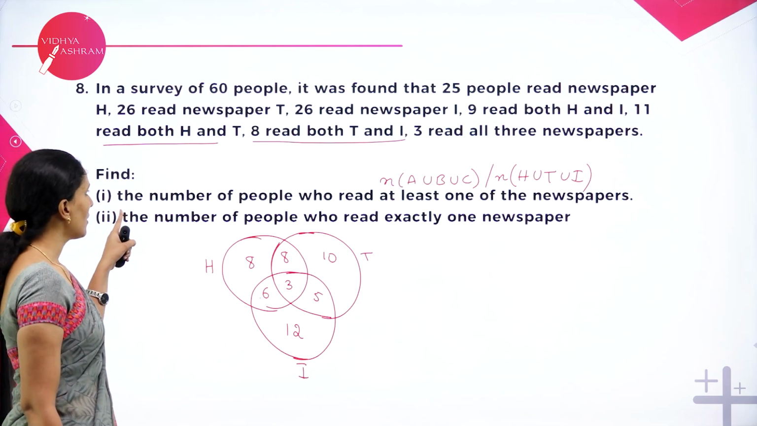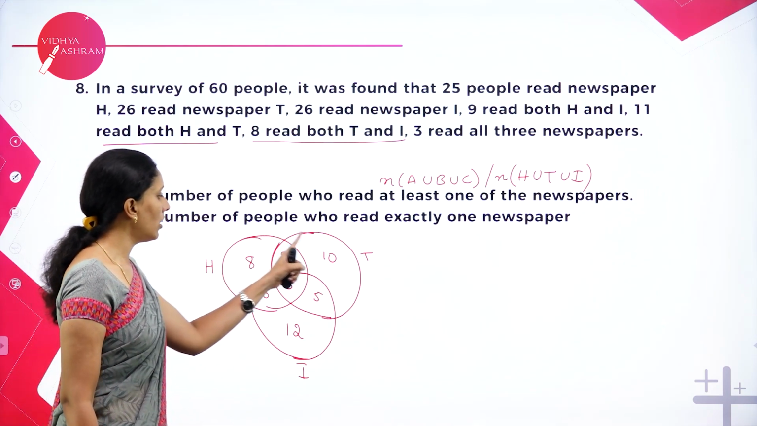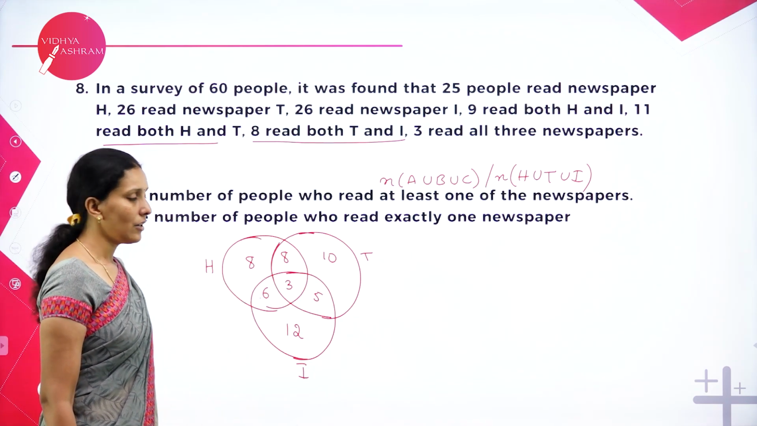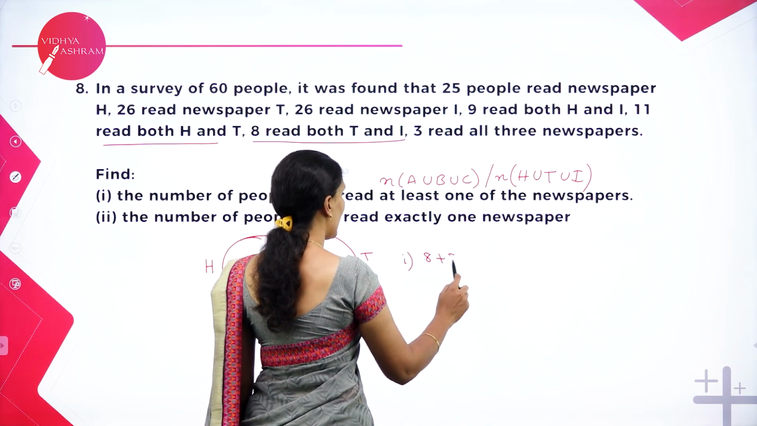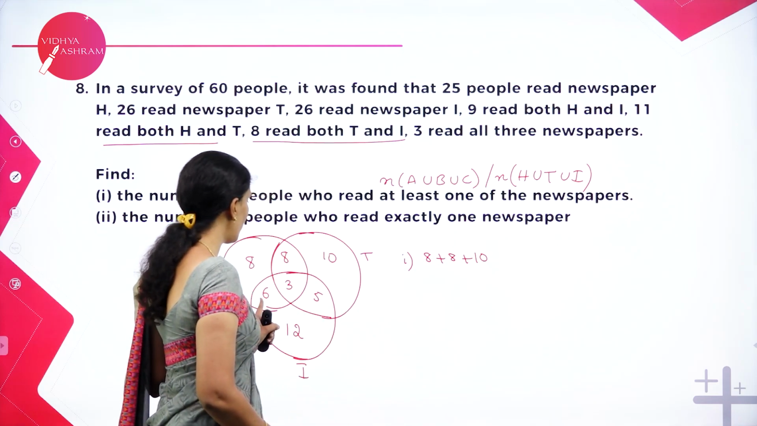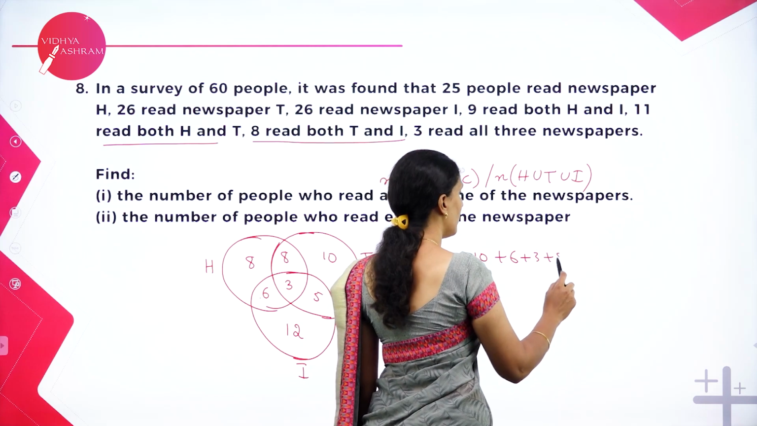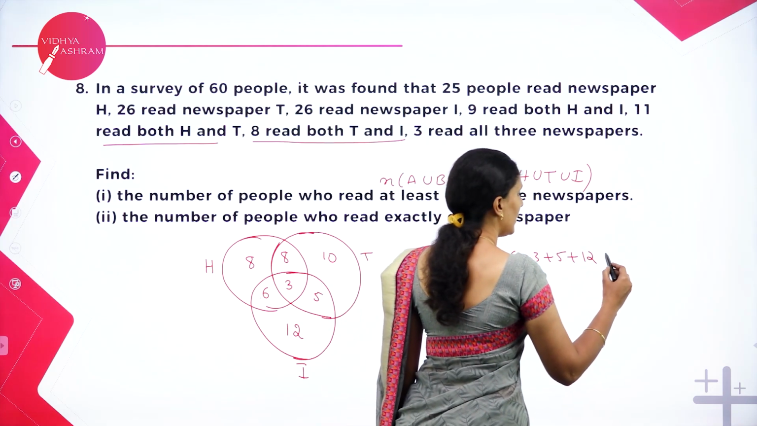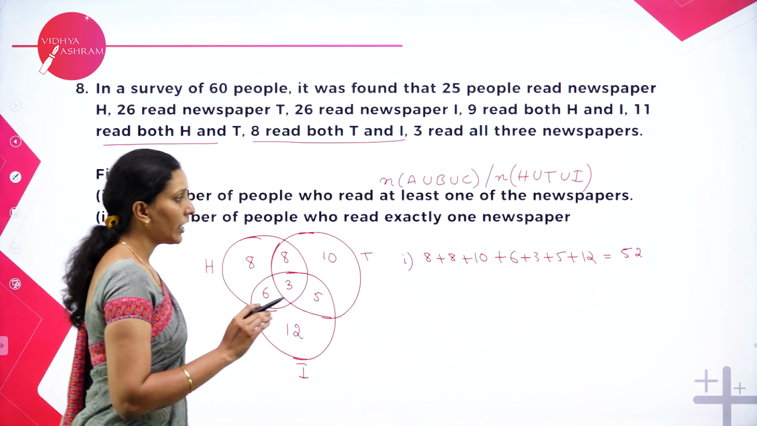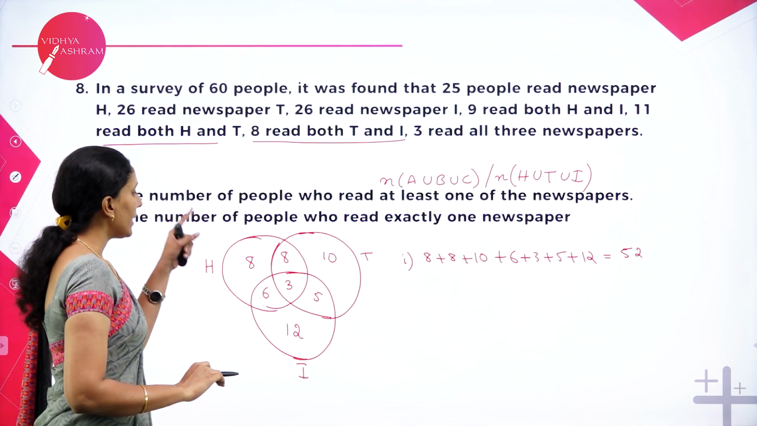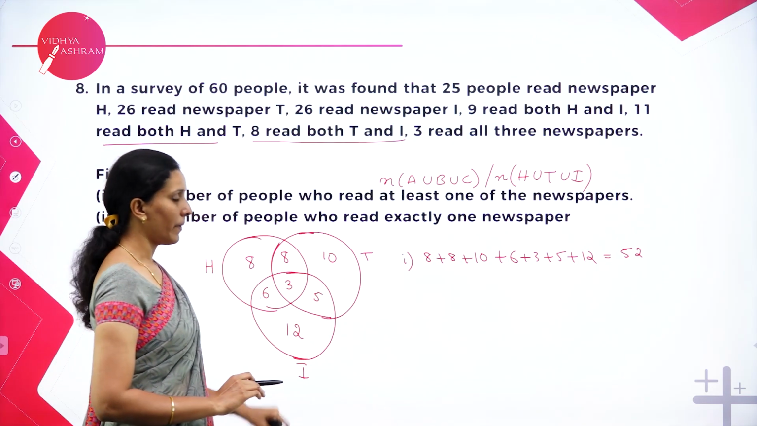Now the first thing is to find the total number of people who read at least one of the newspapers. Add all the numbers here. So for the first one, it is 8 plus 8 plus 10. Next we have 6 plus 3 plus 5 plus 12. So clearly we will get 52 people. So therefore there are a total of 52 people who read either newspaper H or newspaper T or newspaper I.